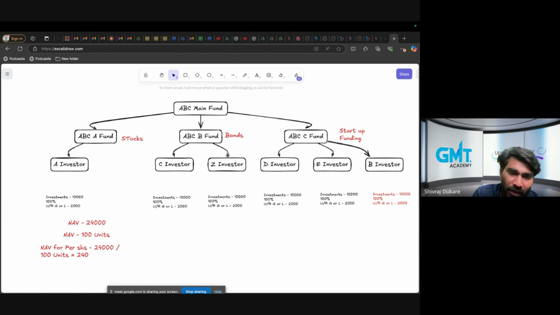For most open-ended funds, your transfer agency takes care of it. But for close-ended funds or for private equity funds, SPV funds, you will have to execute it manually, because they don't appoint any transfer agency.